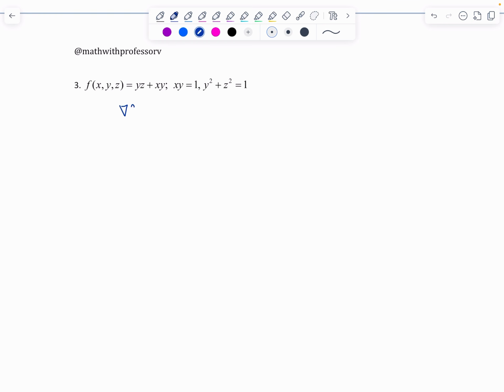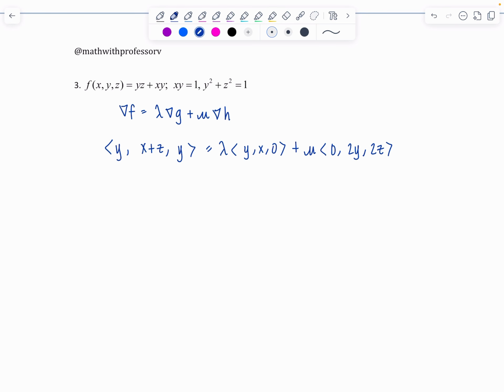So we have 2 constraints, so we'll do gradient of f equals lambda gradient of g plus mu gradient of h. So we'll have (y, x plus z, y) equals lambda times (y, x, 0) plus mu times (0, 2y, 2z). Again, 5 unknowns, 5 equations.